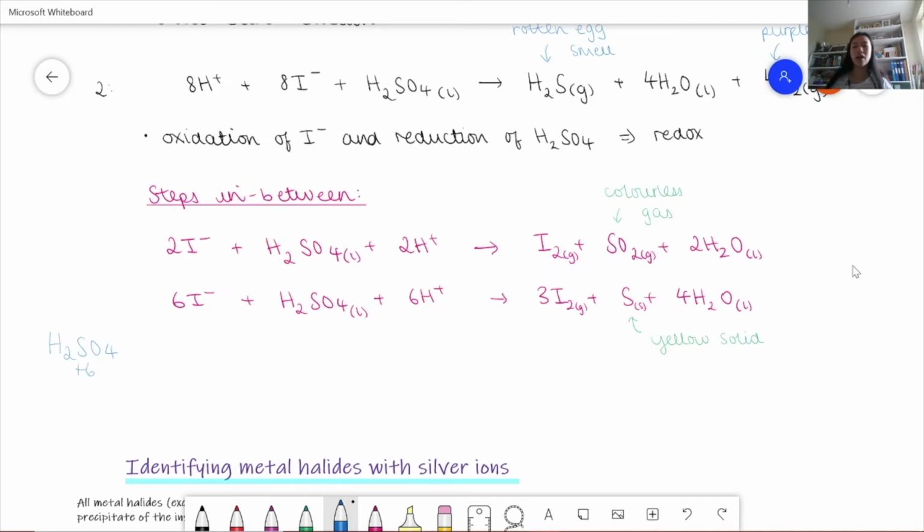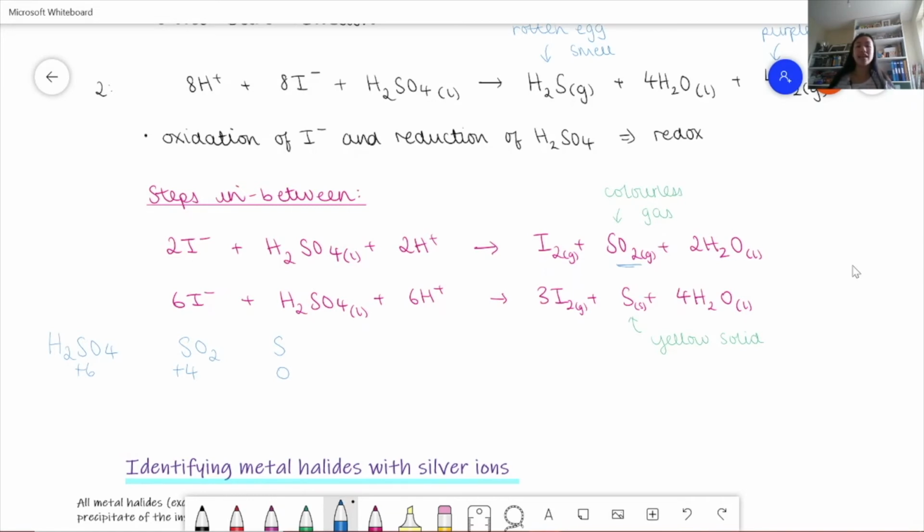And then if we have a look at what is produced, we have this sulfur dioxide here. So in sulfur dioxide, the oxidation number of sulfur would be +4. So it's been decreased because the sulphuric acid has been reduced. And then what's formed next is the sulfur. And so this is now going to have an oxidation number of 0 because it's an element. And so again, the oxidation number has decreased, which means it's been reduced further.